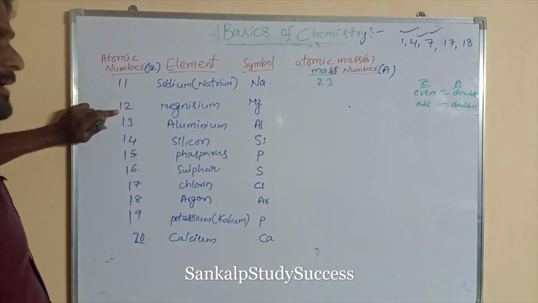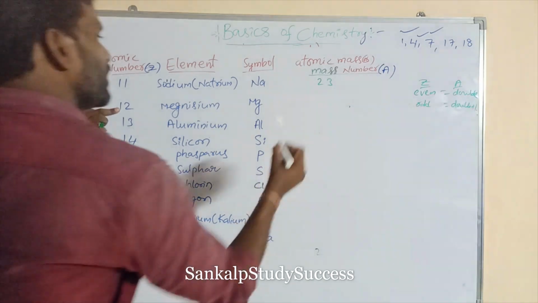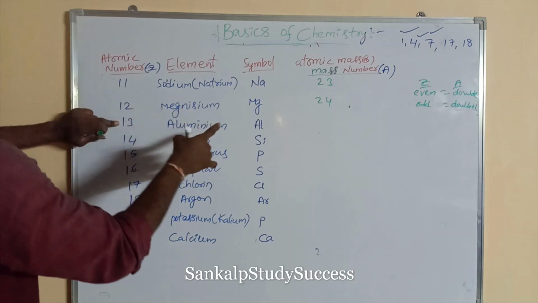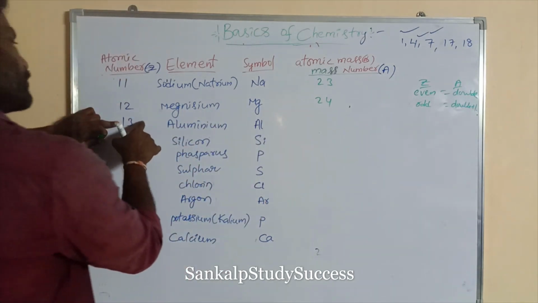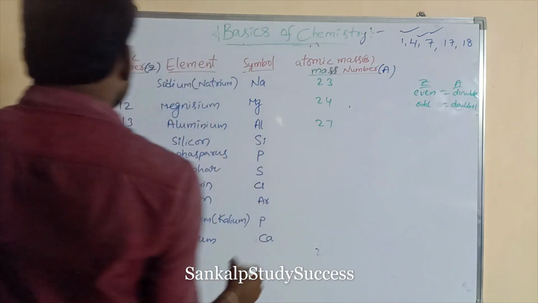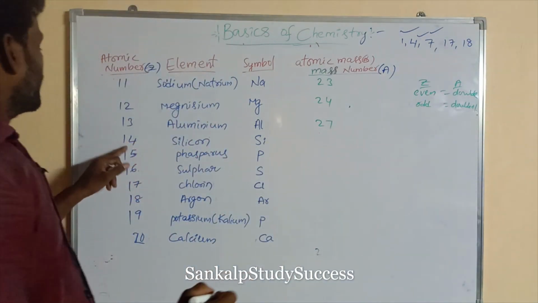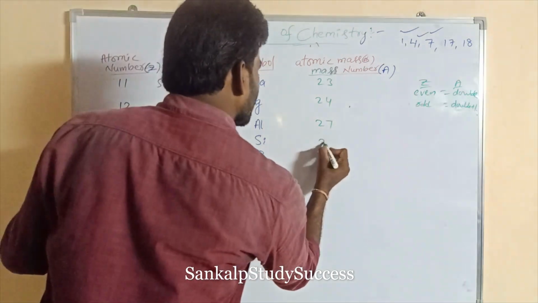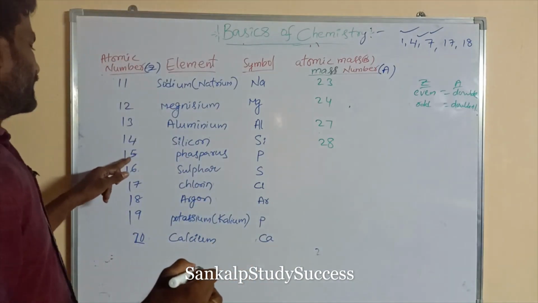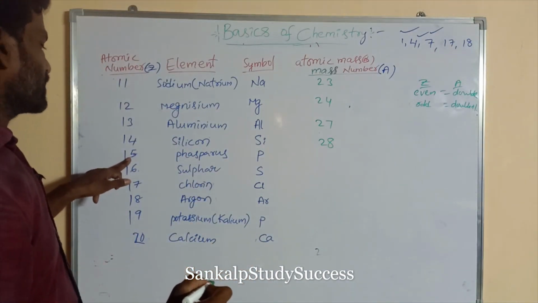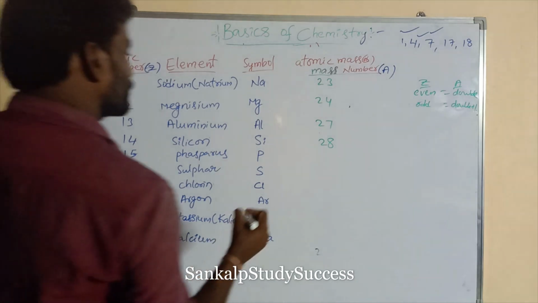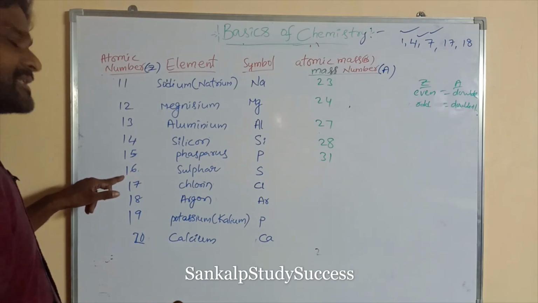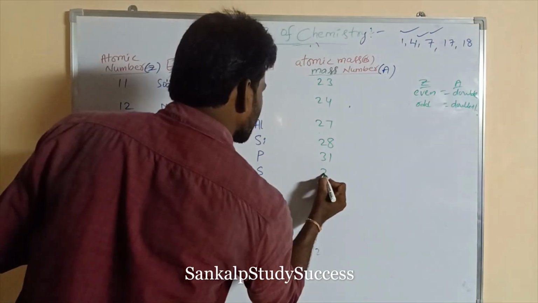And 12 is the even number, so its mass number is 24. And 13 is the odd number, so its mass number is double plus 1. 13 × 2 is 26 plus 1, 27. Silicon is 14. It is the even number. 14 × 2 is 28. Double. So 15 is the odd number, so its mass number is double plus 1. 15 × 2 is 30 plus 1, 31. Sulfur 16 is the even number. Its mass number is 16 × 2, which is 32.